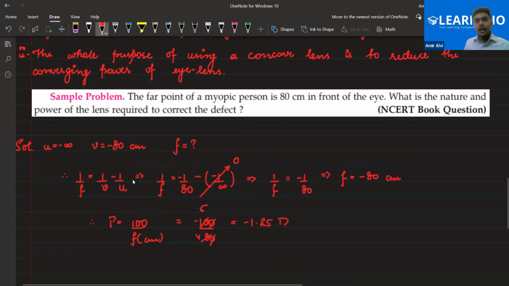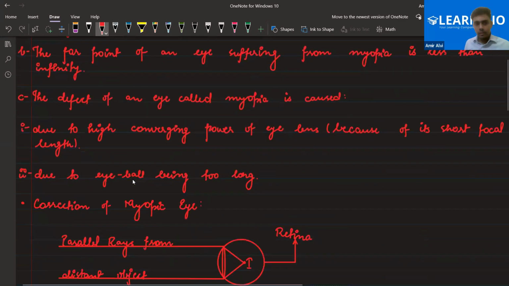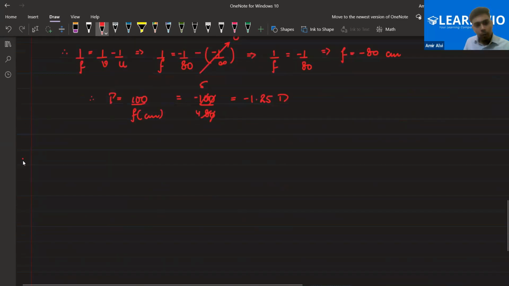Right, now let's understand the hypermetropia. ठीक है, now let's understand the hypermetropia. I want to cover this topic because जो next topic है ना, उनमें कोई आपका numerical नहीं है, only 3 है। So I just wanted to cover this topic.